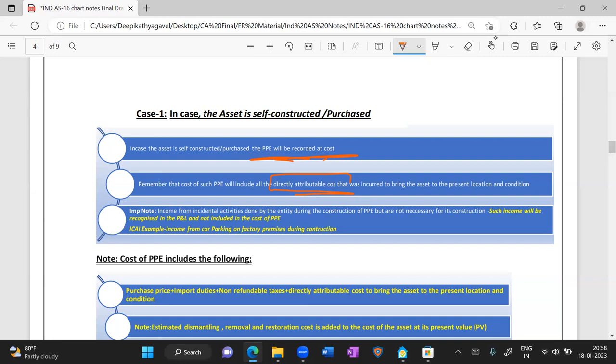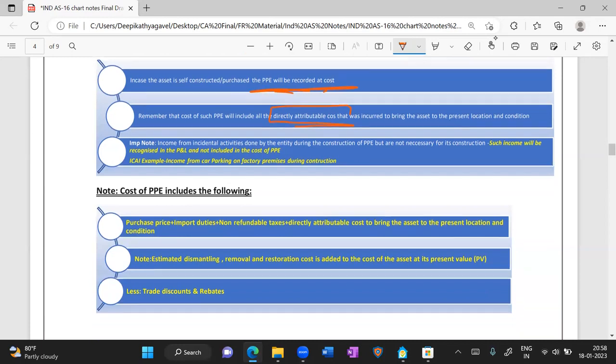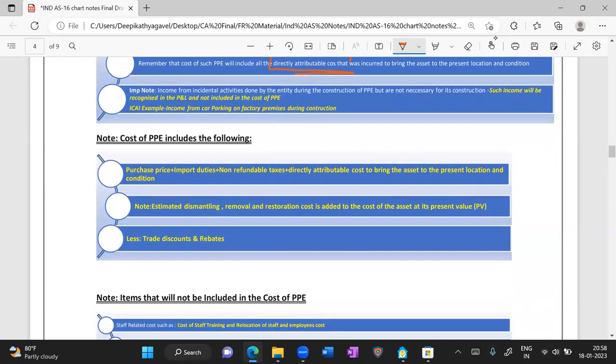Very, very clear. In some questions, you will see such scenarios coming up. So in that case, you should be very clear that it is an incidental income, has nothing to do with the PP. Hence, you cannot adjust the incidental income with the cost of the property, plant and equipment, right?